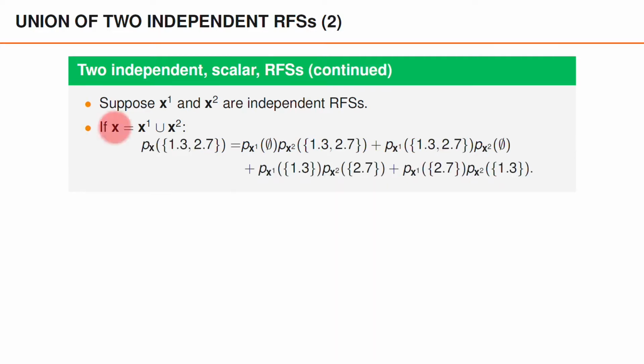Let us return to the example where X is the union of the independent sets x1 and x2 and study how we can evaluate the multi-object PDF of X for the set {1.3, 2.7}. When the set contains two elements, there are four possible explanations. There are two ways that one of the sets could be empty, either that x1 is empty and that x2 contains both 1.3 and 2.7, or that x2 is empty and that x1 contains both 1.3 and 2.7. There are also two ways that the sets x1 and x2 can contain one element each. Either x1 contains the element 1.3 and x2 contains the element 2.7, or the other way around.